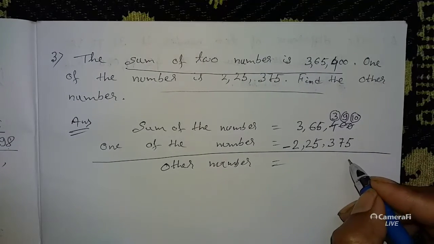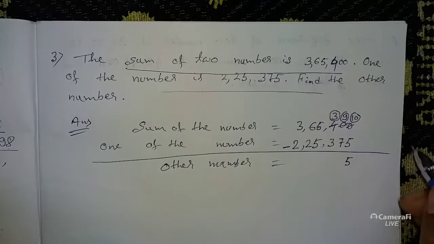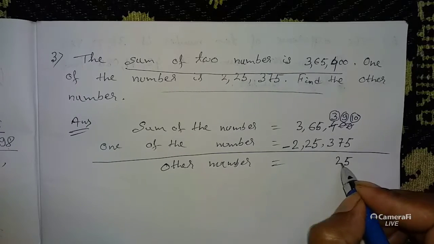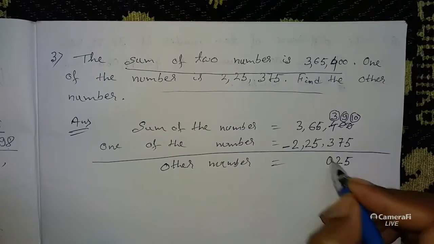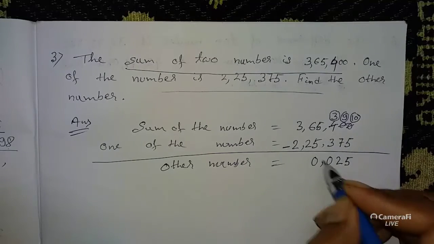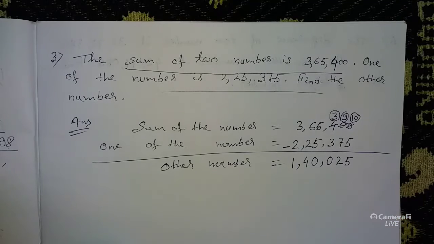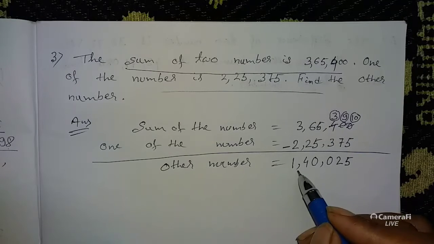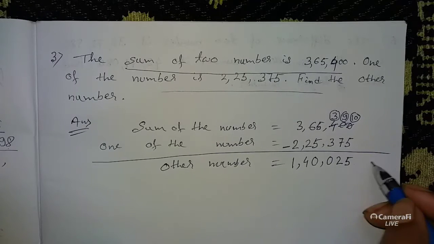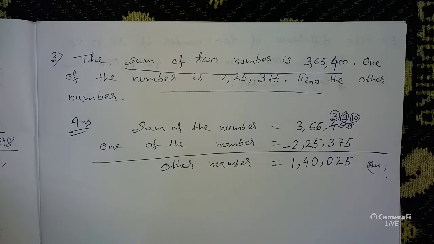10 minus 5 becomes 5, 9 minus 7, 2, 3 minus 3, 0, 5 minus 5, 0, 6 minus 2, 4, 3 minus 2, 1. So the other number becomes 1,40,025. This is our answer, the required answer.